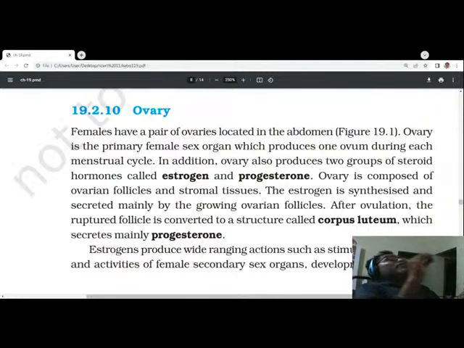In addition, the ovary also produces two groups of steroid hormones called estrogen and progesterone. The ovary is composed of ovarian follicles and stromal tissues. Estrogen is synthesized and secreted mainly by the growing ovarian follicles. After ovulation, which means release of the ovum from the ovarian follicles, the ruptured follicle is converted into a structure called the corpus luteum, which secretes mainly progesterone.